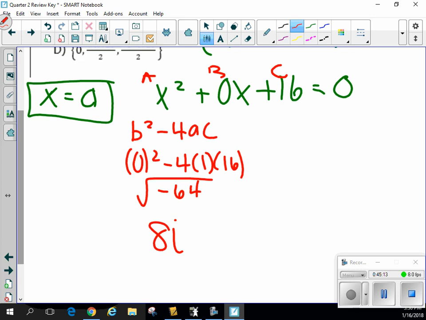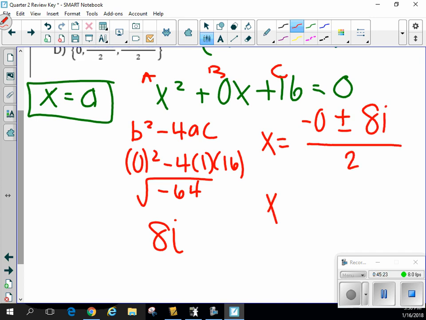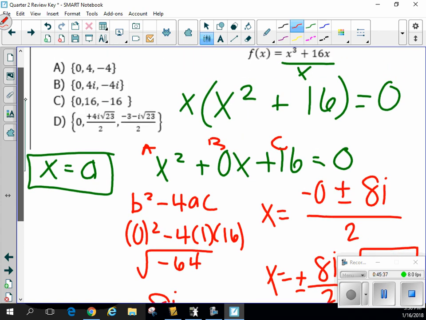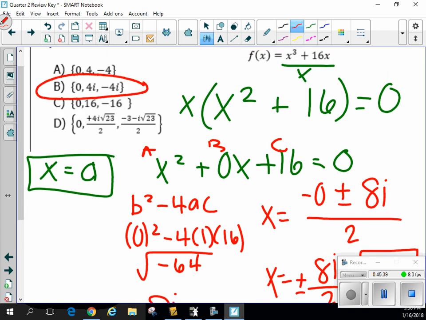So now we take this. X equals negative 0 plus or minus 8i divided by 2 times 1. And if you look at this again, it's 8i divided by 2, which is going to give you 4i first, which makes your answer B.